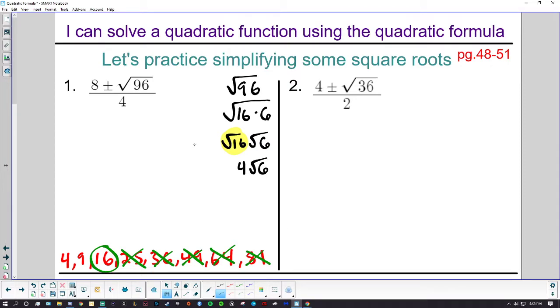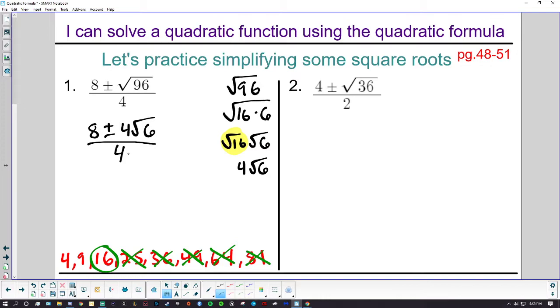4 square root of 6. So we're going to rewrite this entire problem, but replace the square root of 96 with what we just simplified, 4 square root of 6. So we have 8 plus or minus, I forgot my 4, plus or minus 4 square root of 6 all over 4.